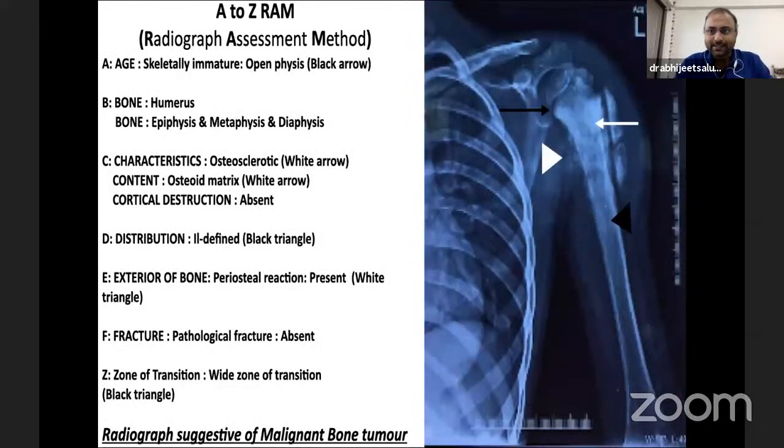Next, again an X-ray of a skeletally immature person, lesion involving the humerus bone. Whether it's osteolytic or sclerotic, this looks sclerotic. Osteoid matrix, cortical destruction, periosteal reaction, soft tissue mass, without a fracture. Again, we summarize all the findings according to A to Z. It looks to be a malignant bone lesion. If you want to reach a diagnosis on X-ray, it can be an osteosarcoma of the humerus in a kid.